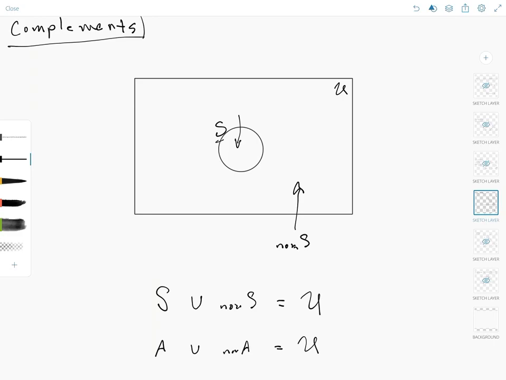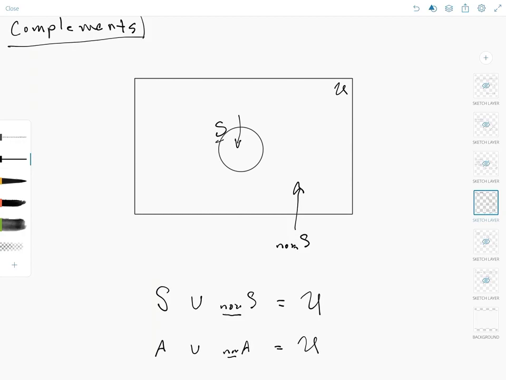And the way we signify that in categorical logic is this little complement operator on the front side of the term. So we have S and non-S. If we had a category P, we could have P and non-P. If we had a category C, we would have C and non-C. And that's how we indicate that these two sets are complements of each other.